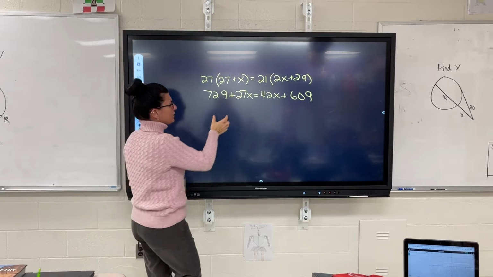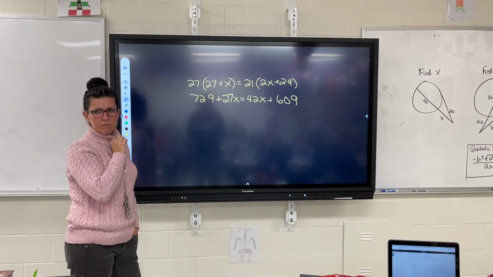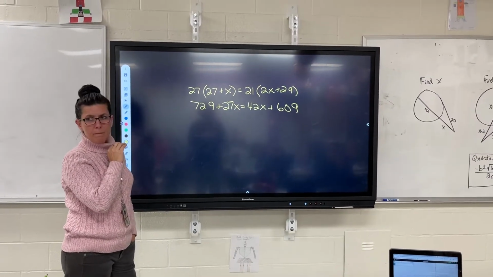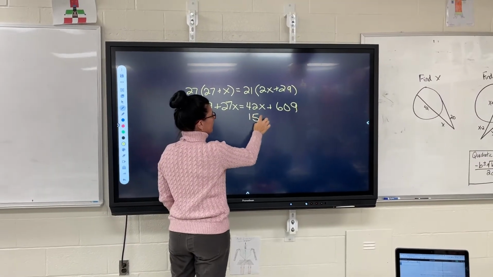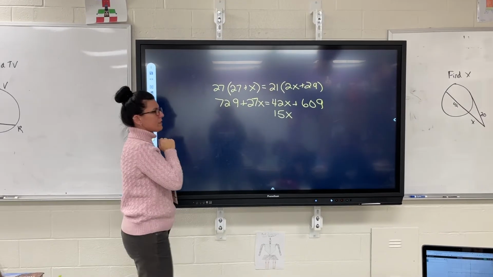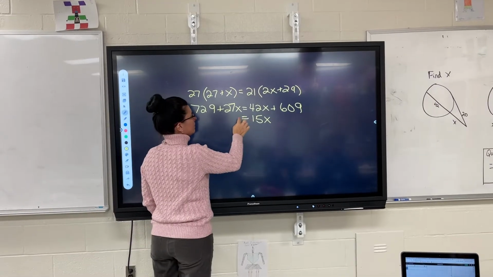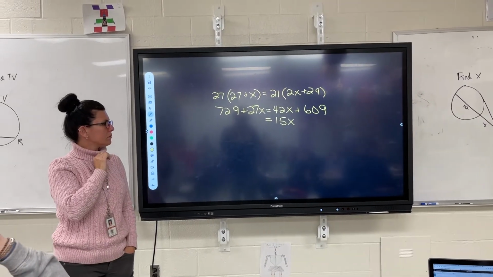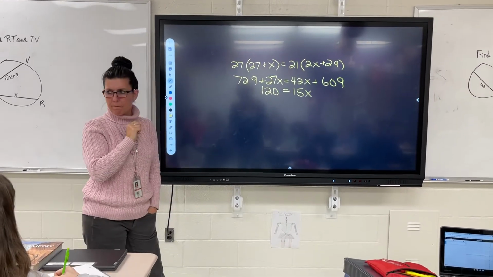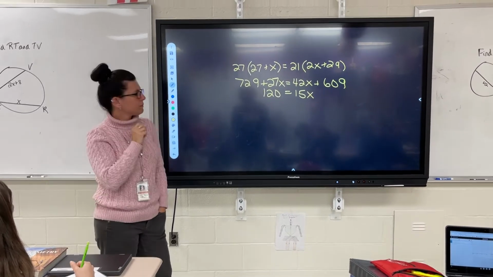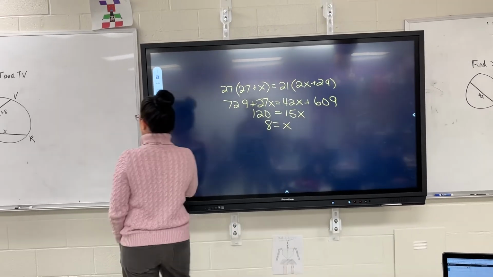Okay, I'm going to move my 27x over by subtracting. So what's 42 minus 27? What's that give me? So again, I moved my 27x by subtracting. Let's move this 609 over. What's 729 minus 609? What's that give me? Divide by 15, what does that give me? Should be 8, right? Okay, now we found what x was.